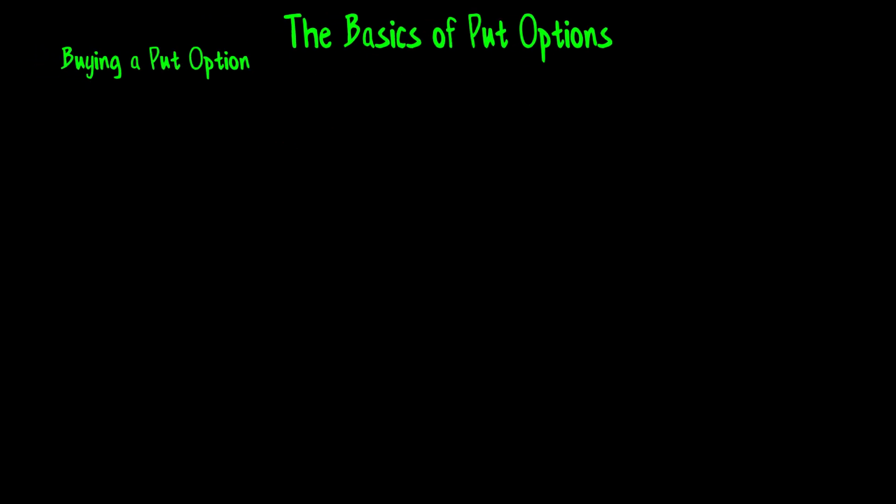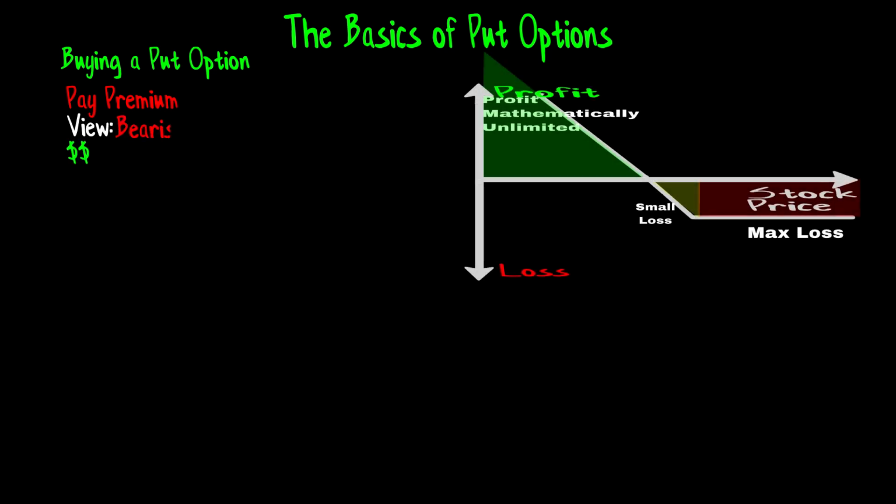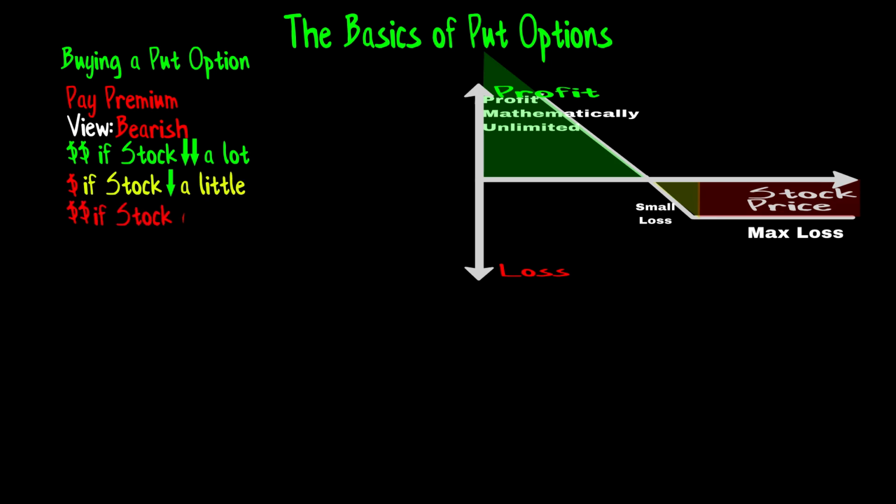Finally, let's wrap up by reviewing what we learned. When buying a put option, you will pay the premium and want to be bearish on the stock. You can only make money if the stock goes down a lot, and will lose money if it goes down a little and reach your max loss if it stays above your strike price.